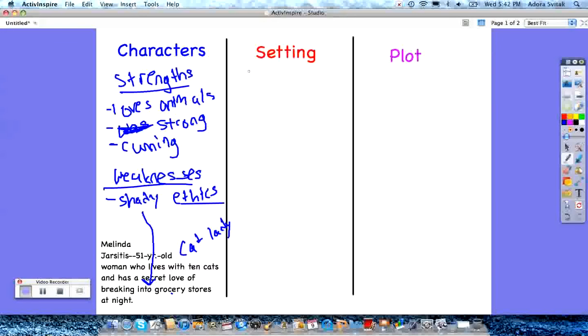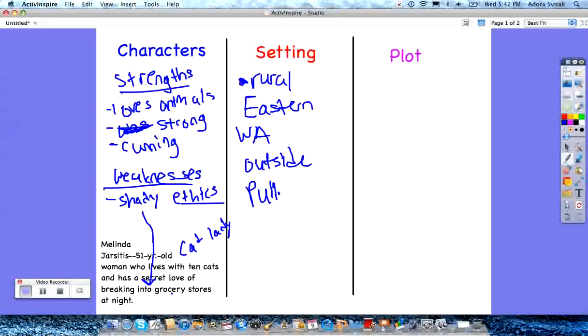So there we go, just some initial thoughts about this character. Setting. Let's say that the setting is in rural eastern Washington. It's an area I haven't been to too many times, once or twice. Let's say outside Pullman. For anyone who's actually from Washington, you'll know Pullman is sort of a university town. Washington State University is there. Eastern Washington, 70 miles south of Spokane. Okay, but that's a bit of a tangent.